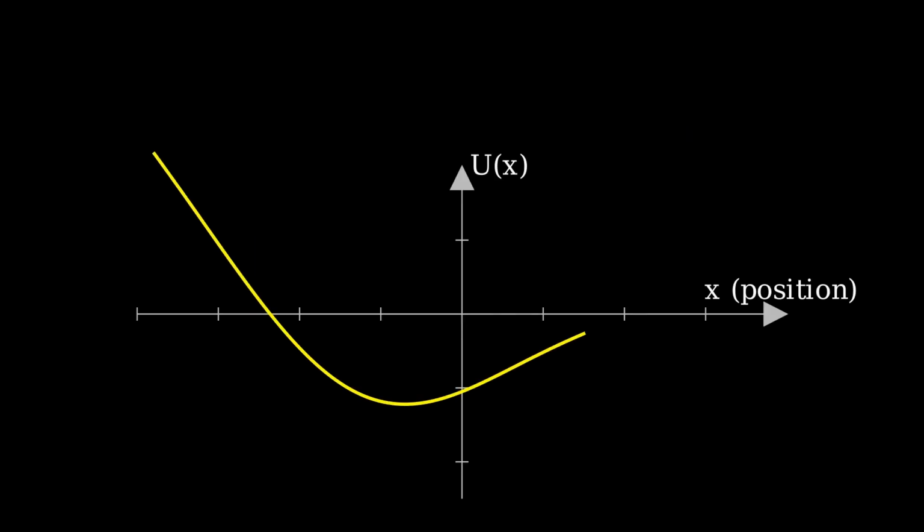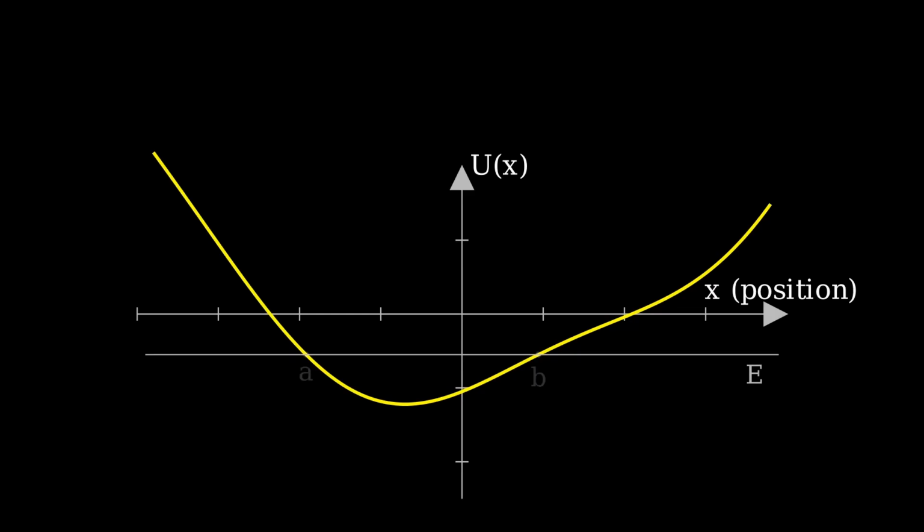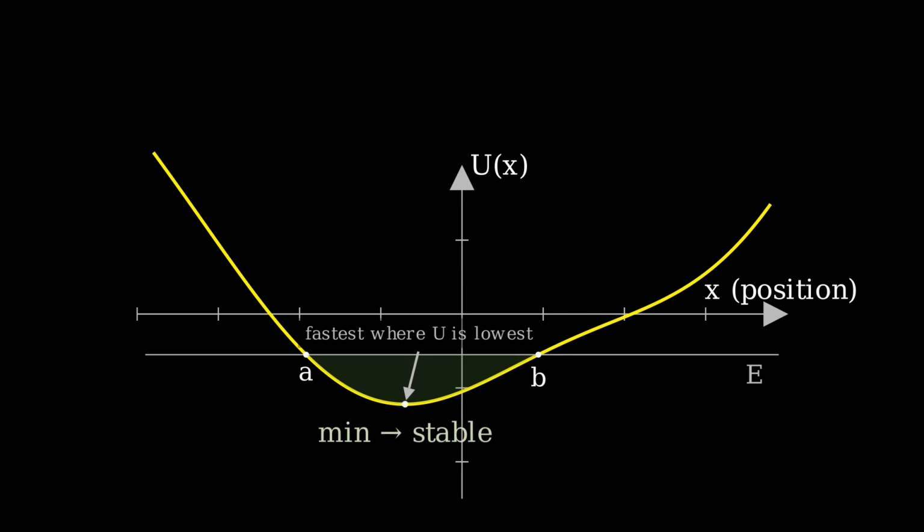Let's practice the moves. Given U of X and a line at E, identify turning points A and B, mark the allowed region, and remember, motion is fastest where U is lowest. Finally, classify labeled points. A minimum means stable equilibrium. A maximum means unstable equilibrium.